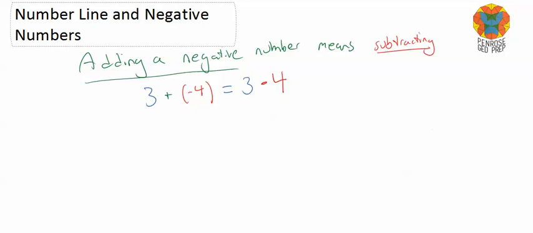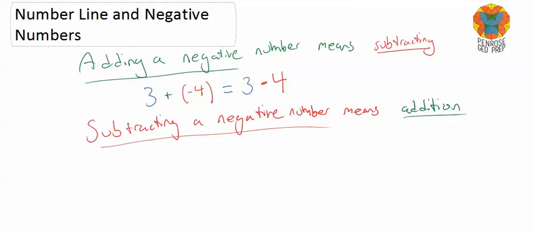The next thing that I'd like to talk about is that subtracting a negative number means adding. Again, for example, 4 minus -6, well, that's the same thing as 4 plus 6.